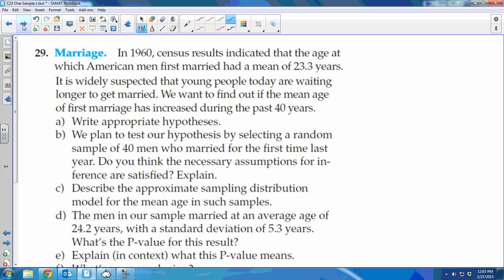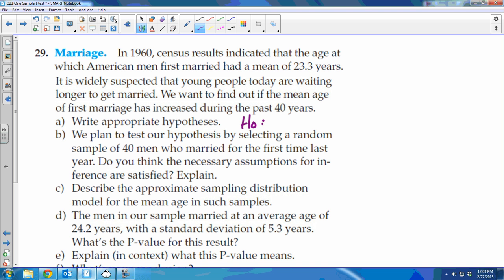In 1960, census results indicated that the age at which American men first married had a mean of 23.3 years. It is widely suspected that young people today are waiting longer to get married. We want to find out if the mean age of first marriage has increased during the past 40 years. So in part A, write appropriate hypotheses.